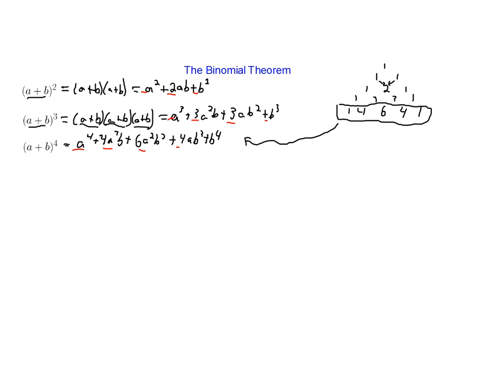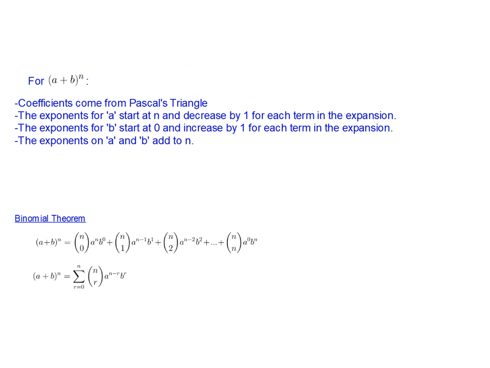So a couple things that you should notice here. We'll talk a little bit more in detail, we'll do an example shortly, but a couple things that you should notice here is that for a plus b to the n, the coefficients come from Pascal's triangle. We talked about that earlier.